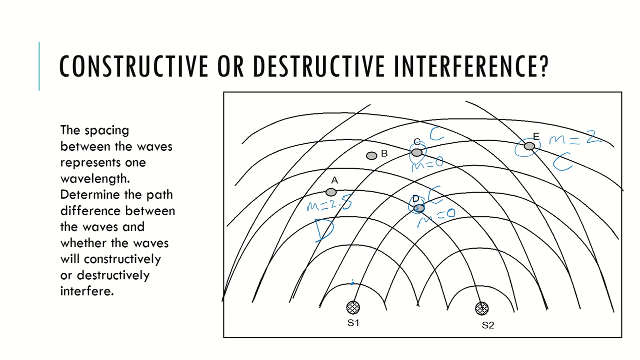So at point B from source 1, it's 1, 2, 3, 4, 5.5 from source 1. And for source 2, it's 1, 2, 3, 4, 5, 6.5. So if it's 5.5 and 6.5, it's going to have a path difference of 1. So it's going to result in constructive interference. So whenever the path difference is integer wavelengths, it's going to be constructive interference. And whenever it's half wavelengths away, it's going to result in destructive interference.